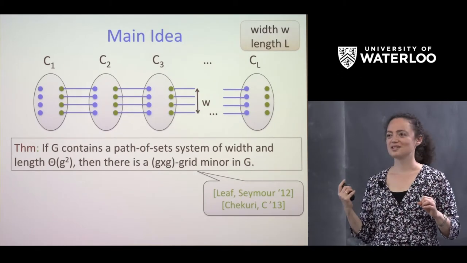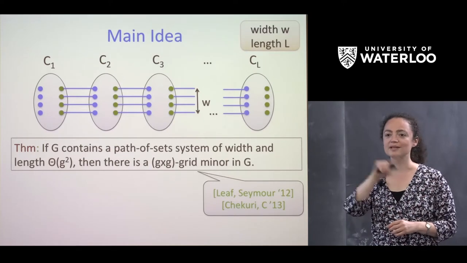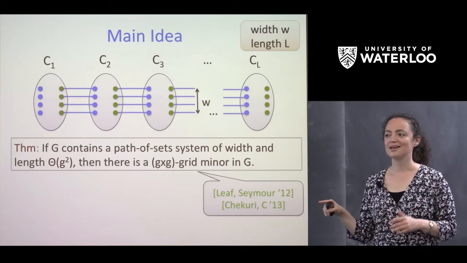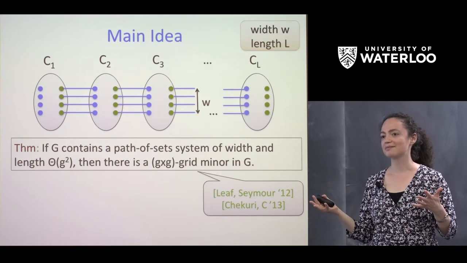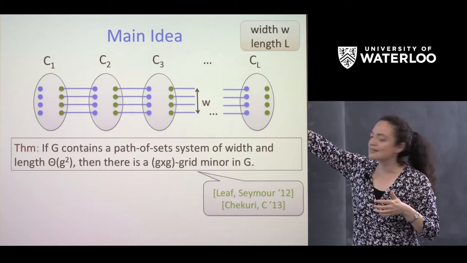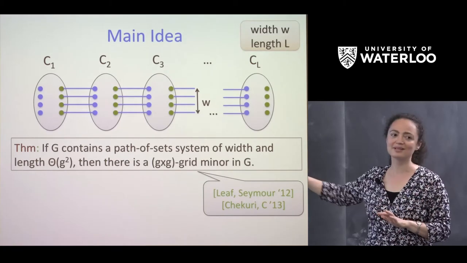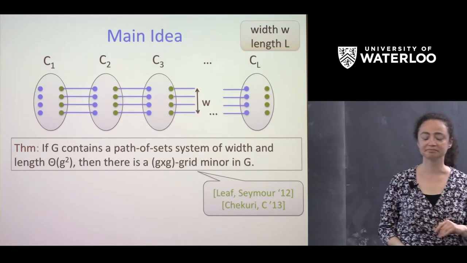If you think about this intuitively, it kind of makes sense because in a path of set system, you have these horizontal paths going across. You can build them, right? You can think of them as the rows of your grid. All you need is to add the columns. And there is so much connectivity inside these clusters, it feels like you should be able to do it. So this requires some work. It's not trivial, but it's not very difficult.